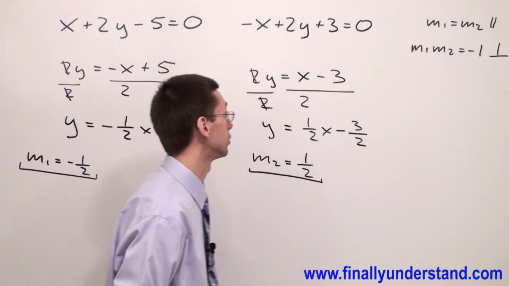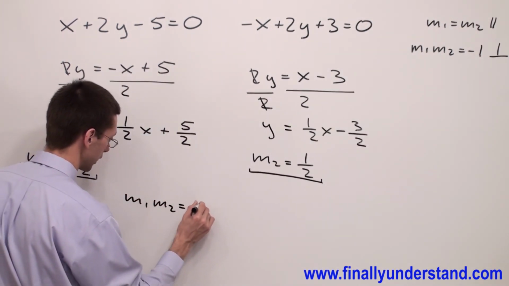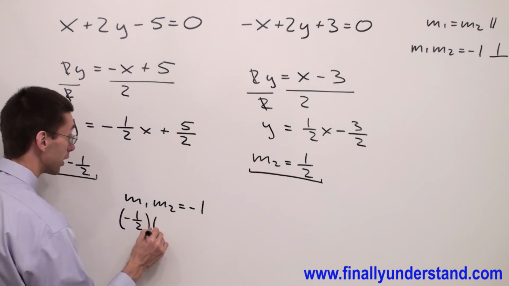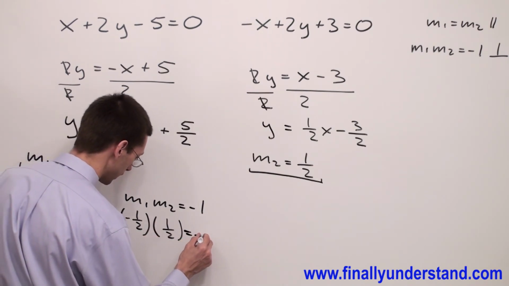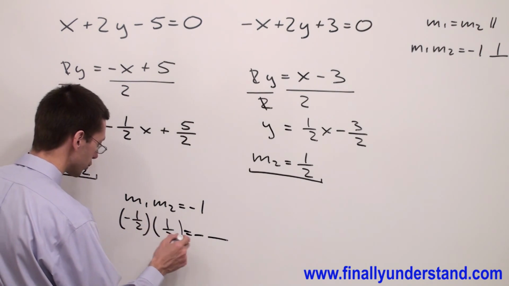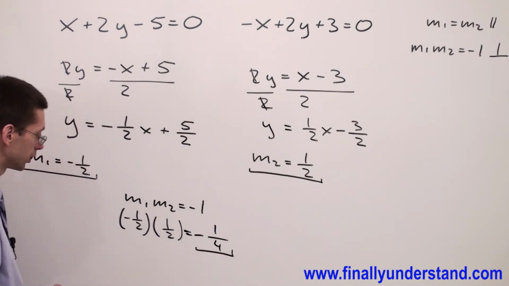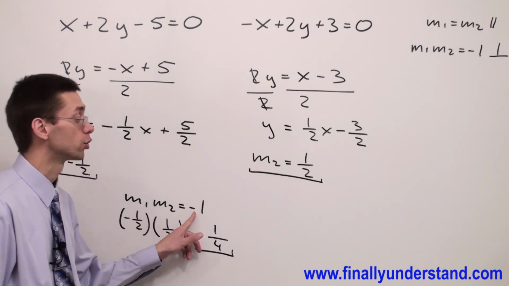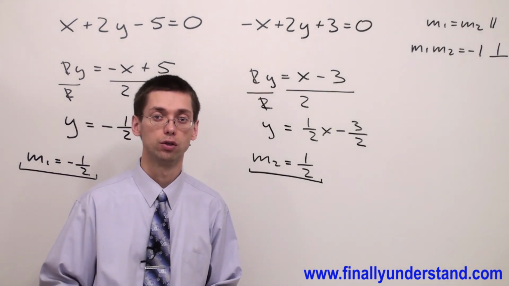Let's check another formula. We have m1 times m2 is equal to negative 1. So if m1 is equal to negative 1/2 times 1/2, negative times positive is negative, and I have 1 times 1 is 1, 2 times 2 is 4. Please notice that the right side of my equation is not equal to negative 1. So these two lines are not parallel and are also not perpendicular.